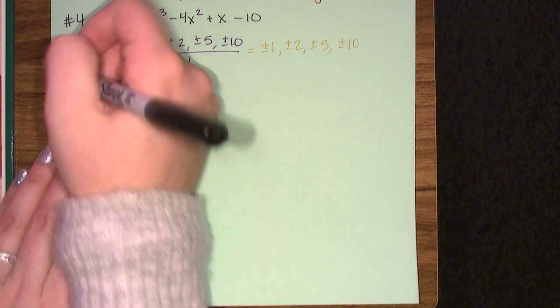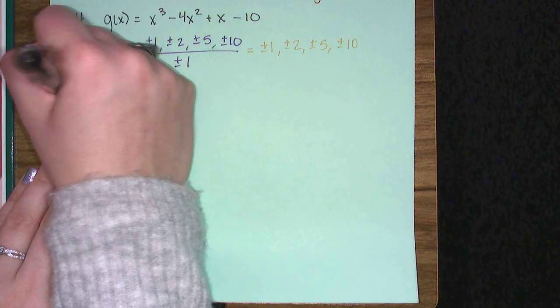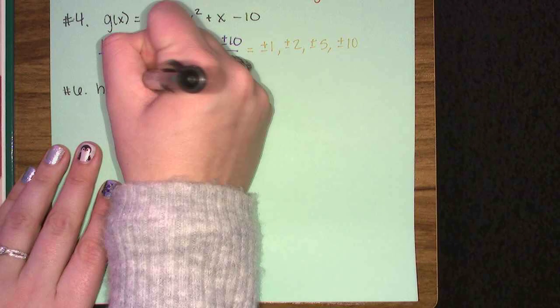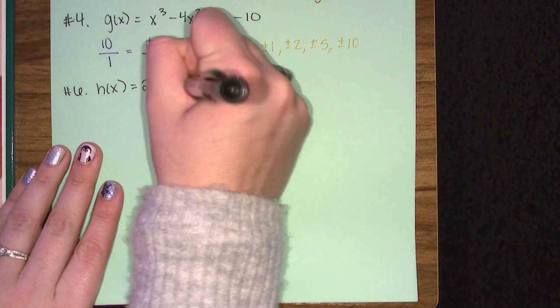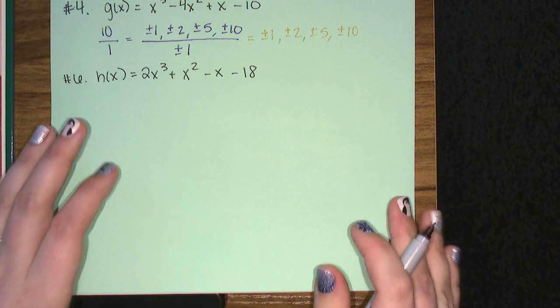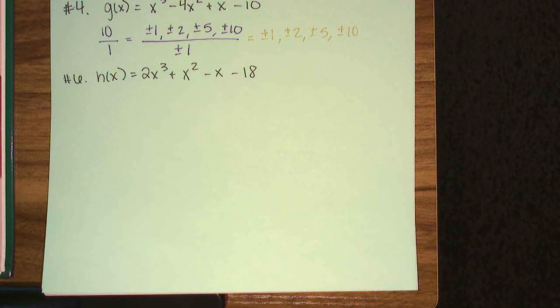Alright, number 6. H of x is equal to 2x cubed plus x squared minus x minus 18. Sometimes it works out nice, sometimes it doesn't. She was talking about a hypothetical option.